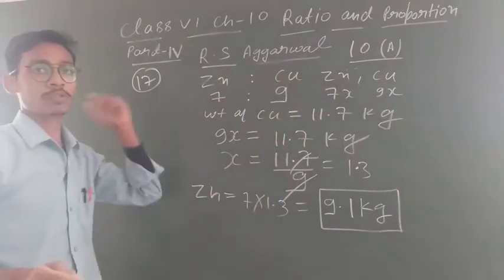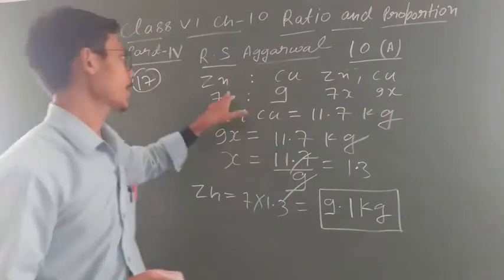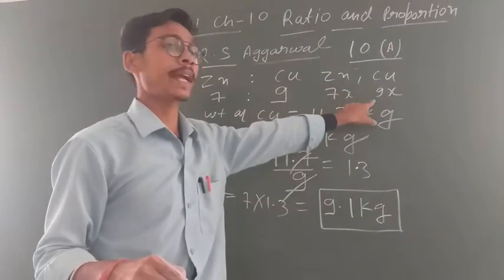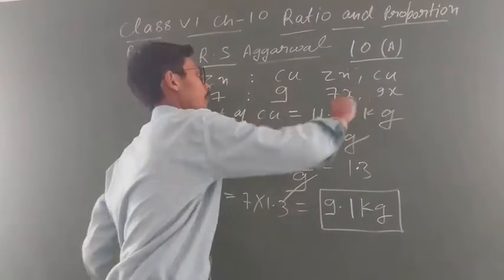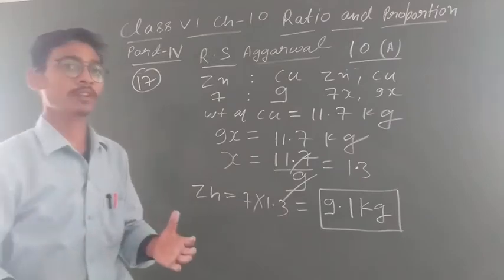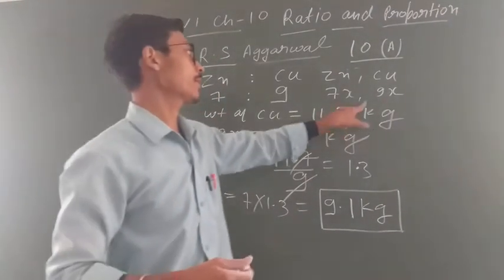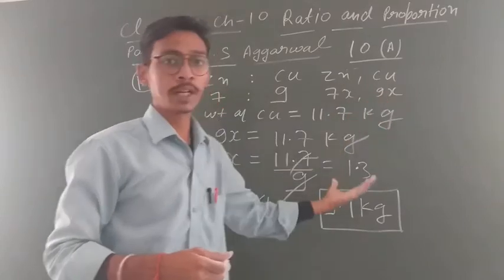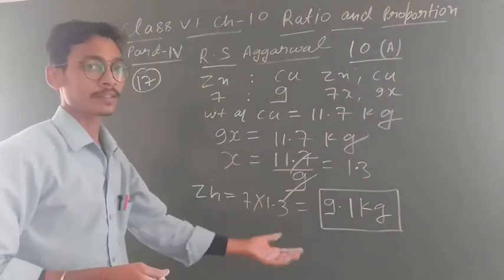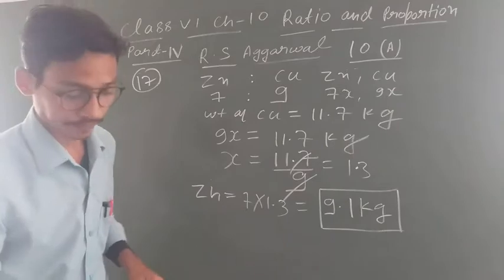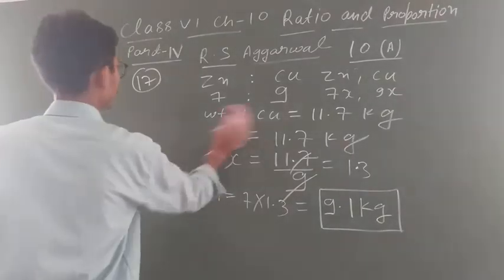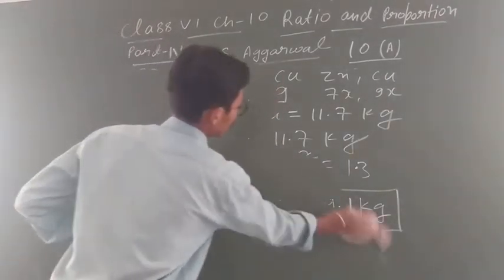See, this was also based on the same pattern. Ratio is given, you will assume 7x and 9x because in this you don't know the actual value. So first we will find out the actual value student, and here weight of copper is given 11.7 and here weight of copper is 9x. You will compare, you will find out the value of x, then you will proceed. Clear everyone? Okay. Now come to the next question.